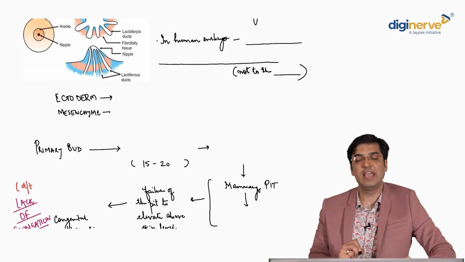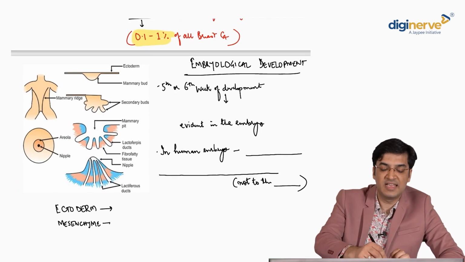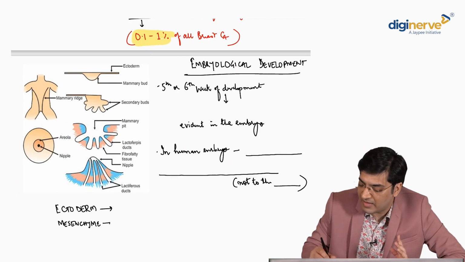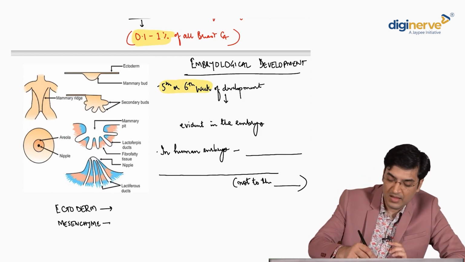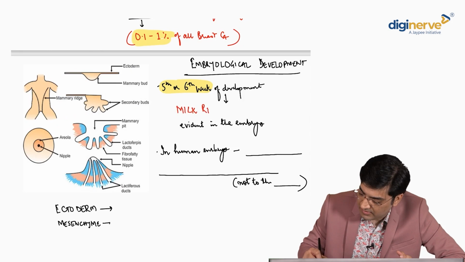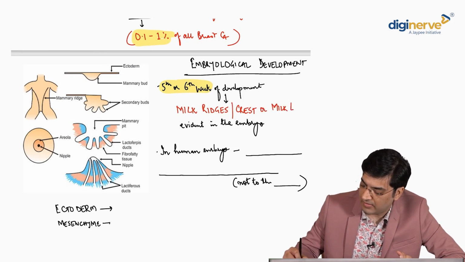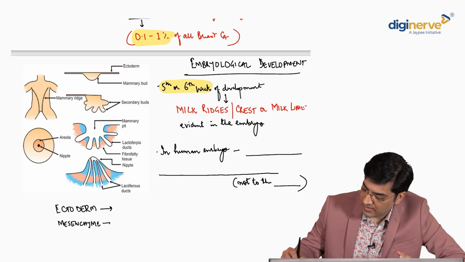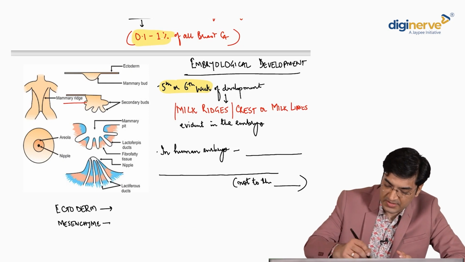Now, moving on to the embryological development of the breast. When does it start? It starts in the 5th or 6th week of development. This is the first thing to know. In the 5th or 6th week of development, there is formation of what you call as milk ridges or crest or milk lines. Okay. You can see this is your mammary ridge, also milk or mammary ridges.